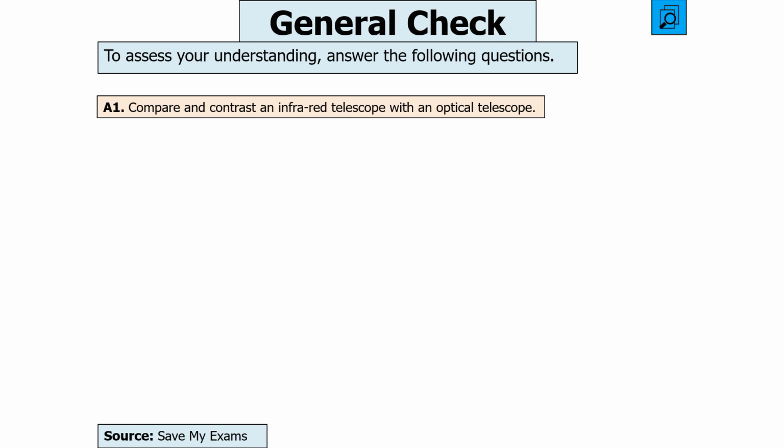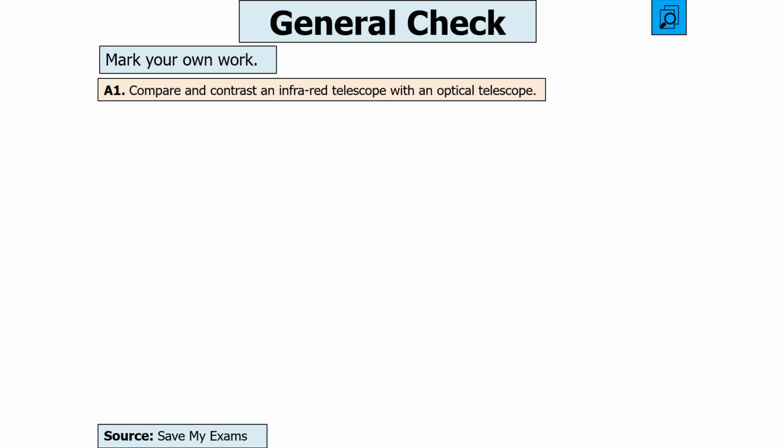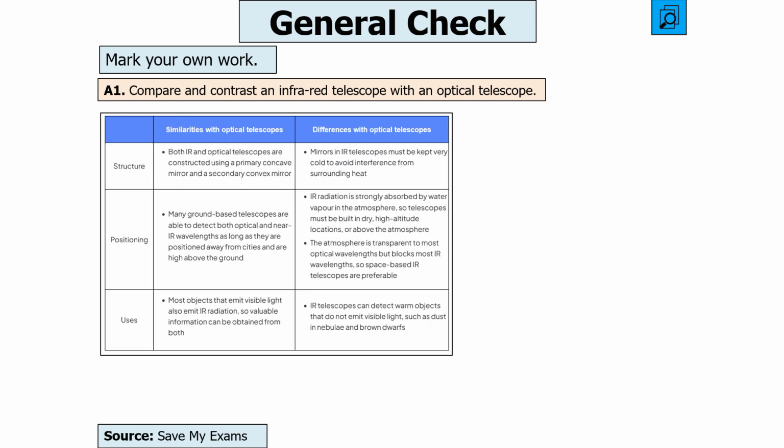So pause the video now, then unpause the video when you want to go through your answer. Right, so in this one, what's looking like for our optical and our infrared? So in terms of similarities, both infrared and optical use primary concave mirrors and a secondary convex mirror. The differences are, though, the mirrors in an infrared telescope must be kept very cool to avoid interference from the telescope itself producing infrared radiation.